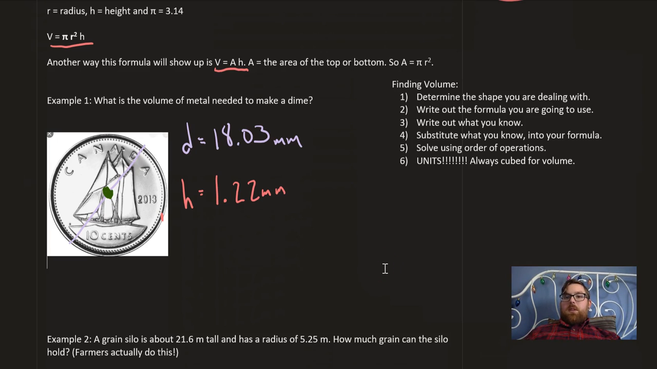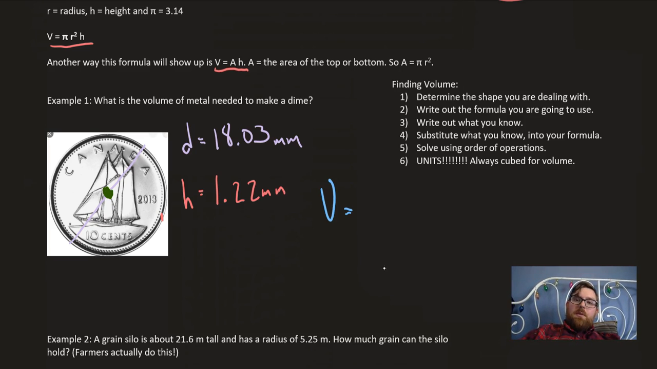First is determine the shape you're dealing with. Well, this is going to be a cylinder. Obviously, it's a super awkward shaped cylinder because it's really wide, takes up a lot of area, and its width or height is tiny, tiny, tiny. Squish your head, squish your head. Anyways, it's a cylinder. Next is write out the formula you're going to use. I'm going to be using the formula that I wrote up top here. So I have my volume is equal to pi r squared h.